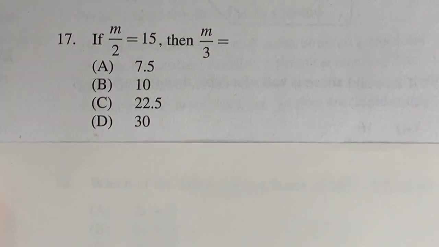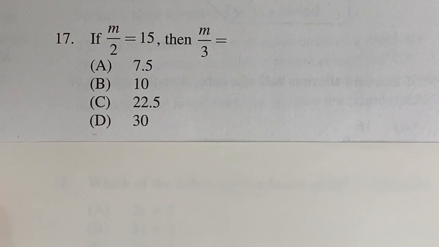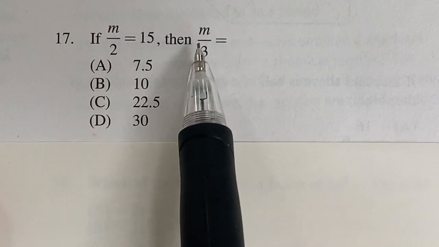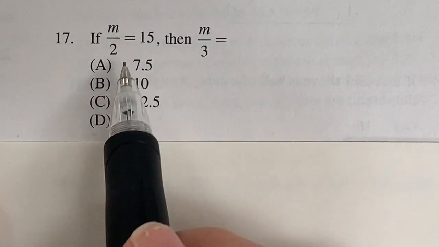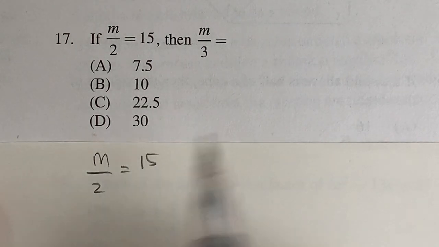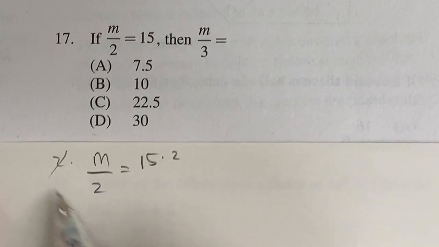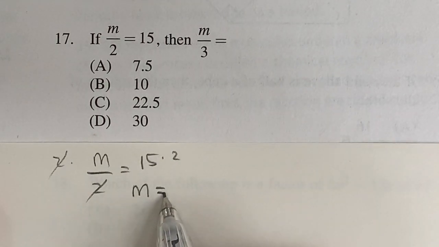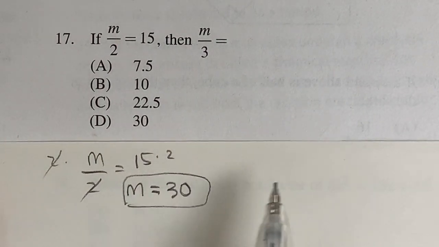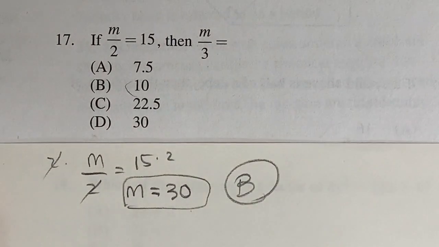Number 17. This is a very classic, very common question on the ASVAB test. You have to find m in the first equation in order to plug it into the second equation. So m over 2 is equal to 15. Whenever you have a fraction like this, just cross multiply, or multiply both sides by 2. Then I cancel this, which gives m equals 30, because 15 times 2 is 30. You already know the m. So 30 divided by 3 is 10. You already have the answer, which is B.